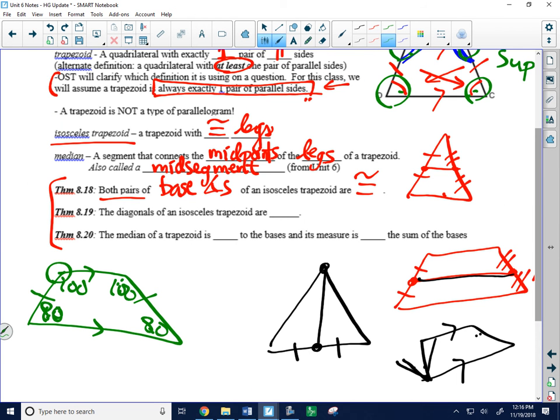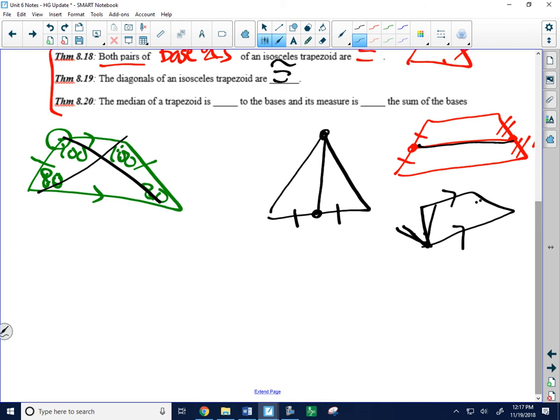Next up, the diagonals are congruent. Like a rectangle, the proof of this, which we'll do in a minute, is just like the rectangle one. The diagonals themselves are congruent. Now, it's only for an isosceles trapezoid. So if I do a more slanted trapezoid or a right trapezoid, those diagonals are certainly not the same length. Definitely different. But as soon as the legs are congruent, then the diagonals will be the same.